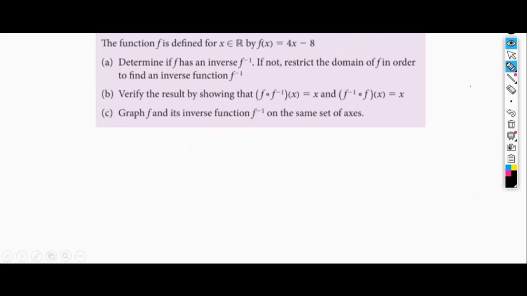For part B, they want us to verify the result by showing that f of the inverse of f equals x and that the inverse of f composed with f equals x. That is just a test that we talked about before. First of all, let's remember that the inverse of f that we got was x plus 8 divided by 4.